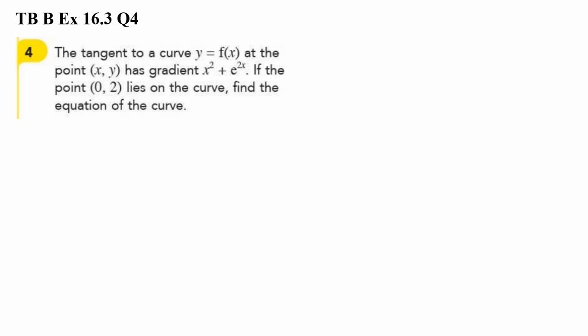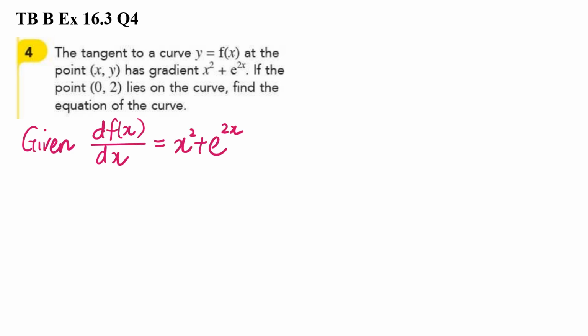Right, so look at the problem sum. We have a curve, y equals f of x, and at the particular point it has gradient x squared plus e to the power of 2x. So if (0, 2) lies on the curve, find the equation of the curve. All right, so we'll start off with dy over dx equals x squared plus e to the power of 2x, the gradient function. Okay, we start off with having the gradient function.